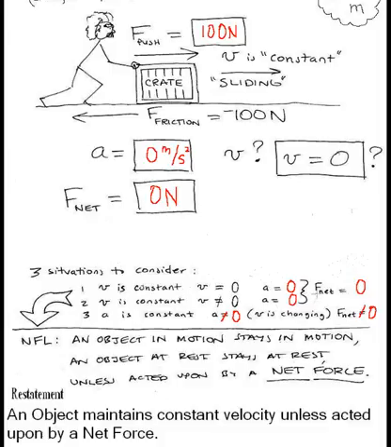Newton said that an object in motion stays in motion, an object at rest stays at rest, unless acted upon by a net force. But that's kind of how we usually say it. A more succinct way to say it would be a restatement like this: an object maintains constant velocity unless acted upon by a net force.